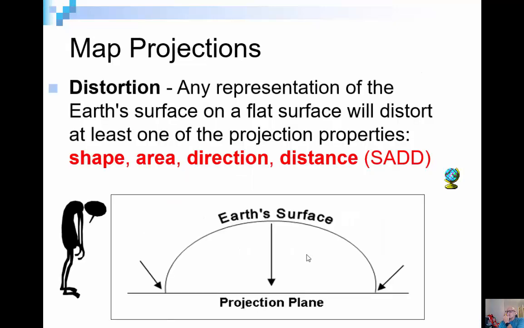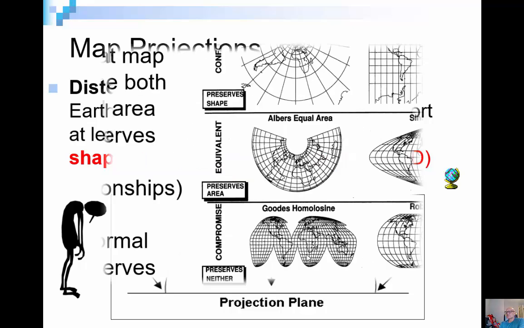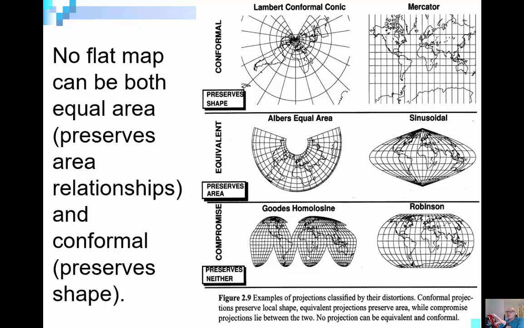So I alluded to the idea that we're always going to have some type of distortion. It could be shape, area, direction, or distance. This is what we call the SAD principle. So whenever we put a 3D onto a 2D, we're always going to have some type of distortion. No flat map can be both equal area and conformal. We're always going to have some types of trade-offs. And so I've got a list here of the different types of projections and what they preserve. And like I said before, the larger the area that we have, the more distorted it's going to be in some way, shape, and form.